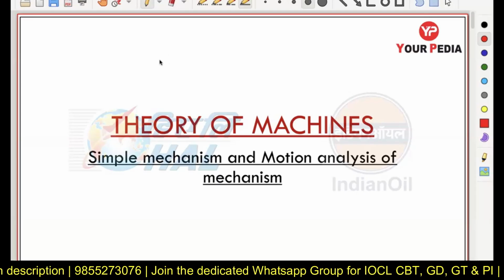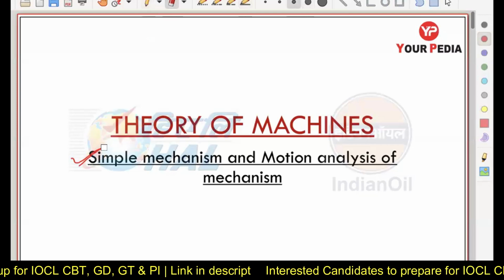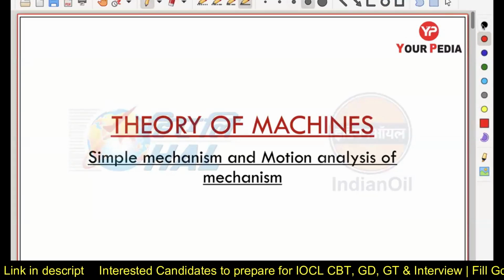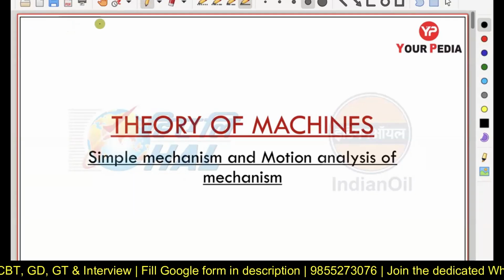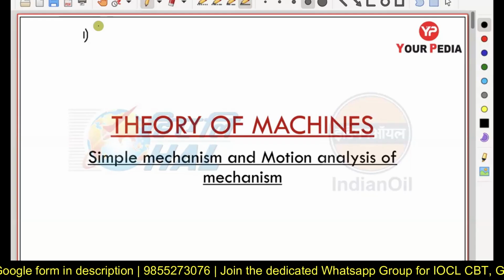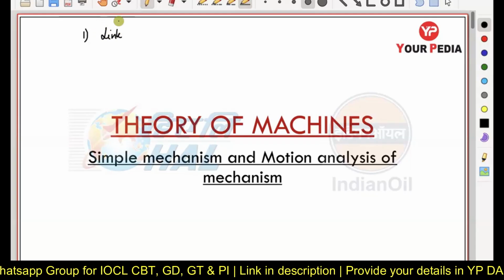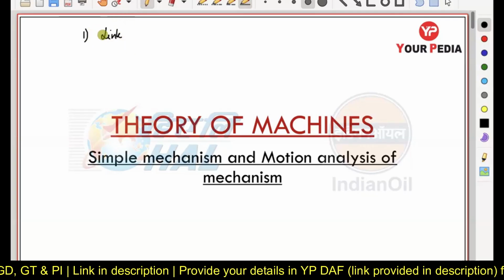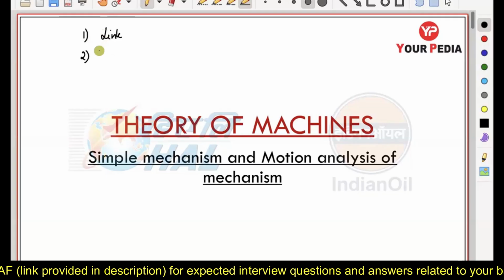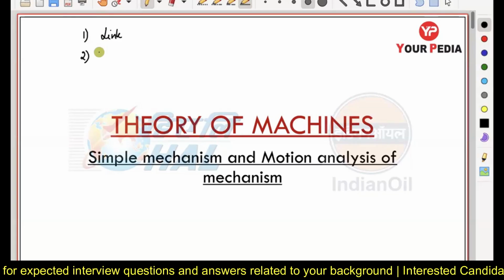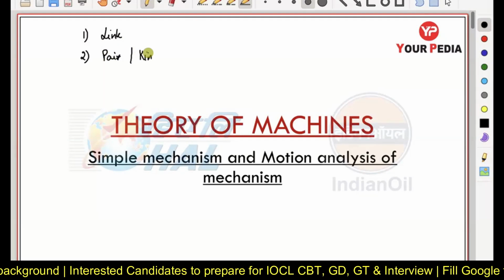First, let me tell you what is the meaning of mechanisms. In the first chapter, that is simple mechanism, we have to talk about the simple machines, how the machine development has been done. The machine development goes back long before the definition of the simple link. So from the definition of the link, or a simple body, we can define the mechanisms. First we have to see the definition of the link. Then whenever two links make a joint, it forms a pair, or I can say it is a kinematic pair.